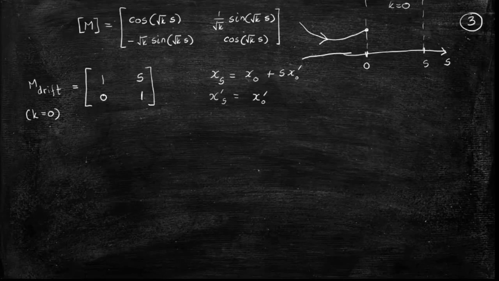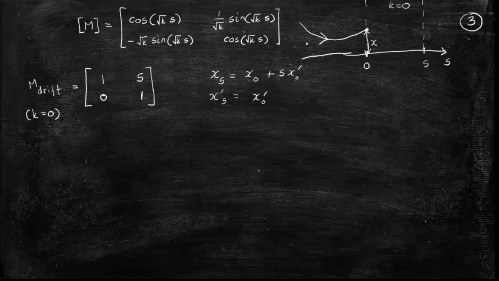That is where our story starts, na? So this distance away from the nominal trajectory along the x direction.